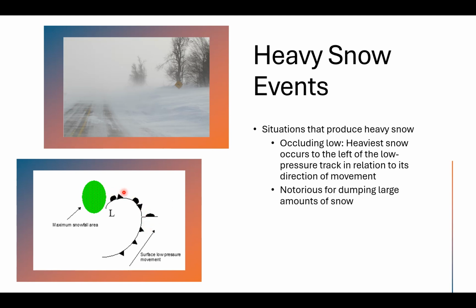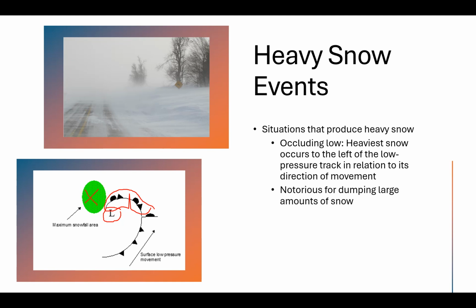We have the occluded front. Let me go and get my drawing utensil out here to circle it. This is our occluded front right here. So the occluded front is there. Our low pressure is back here in the colder air. And look at where our maximum snowfall area is here in this green oval shape. This is where you're going to get your heaviest snowfall rates.